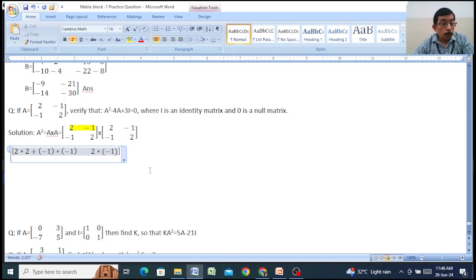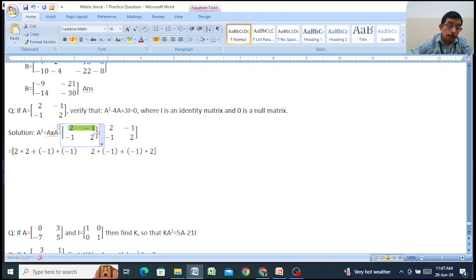The first row first element is 2 multiplied by the second column first element -1. After that the sign. The first row second element is -1 multiplied by the second column second element, which is 2. Then -1 multiplied by 2. Then the first row multiplication is complete. No more columns. Then we come to the second row.